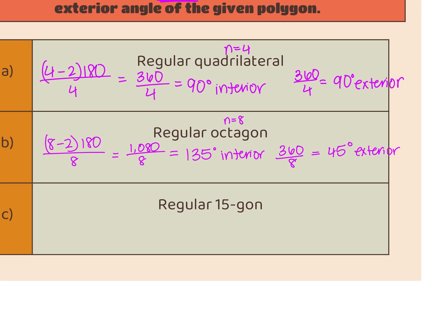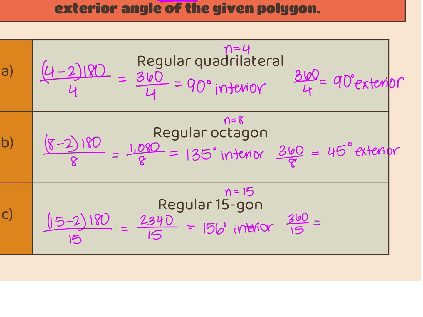And the last one, 15gon. How many sides are in a 15gon? 15. Okay, I'm going to use the same thing because I'm finding each. 15 minus 2 times 180 divided by 15. 15 minus 2 times 180 is going to give me 2,340. Divided by 15, I'm going to get 156 degrees for each interior. And then 360 divided by 15 is going to give me 24 degrees for my exterior.